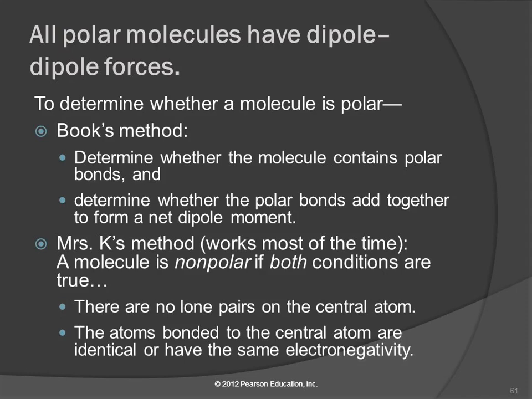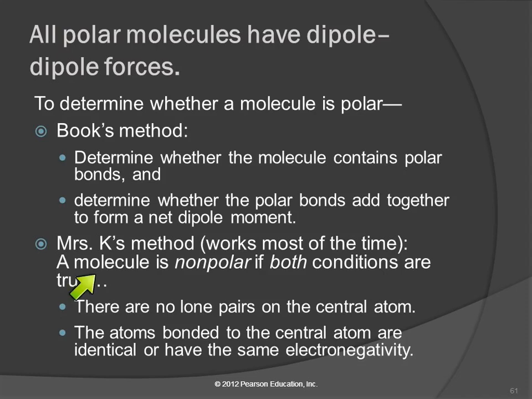So all polar molecules have dipole-dipole forces, and we need to be able to identify whether a molecule is polar or not. The book's method is to determine whether the molecule contains polar bonds, and then determine whether the polar bonds add together to form a net dipole moment. Is that a valid method? Absolutely. That's the best method. Does that make sense to most students? No. And that's why I came up with Mrs. K's method, which works most of the time. It doesn't work all the time, but you know what? Most of the time is pretty good, especially in this class.